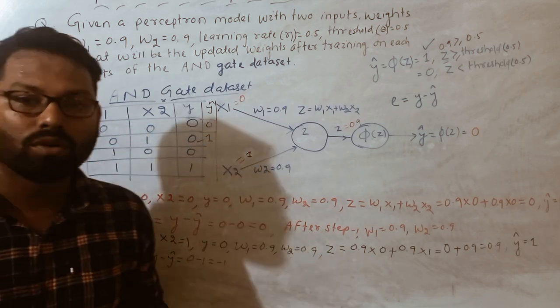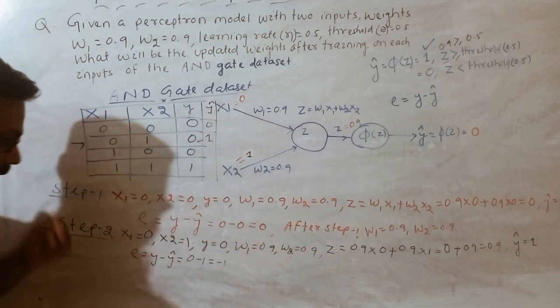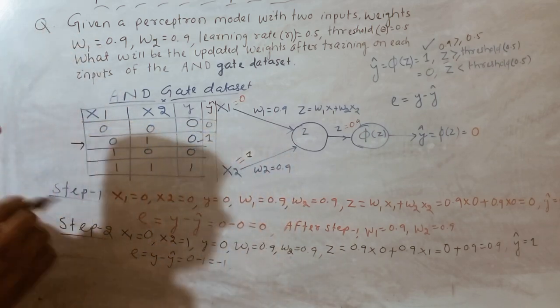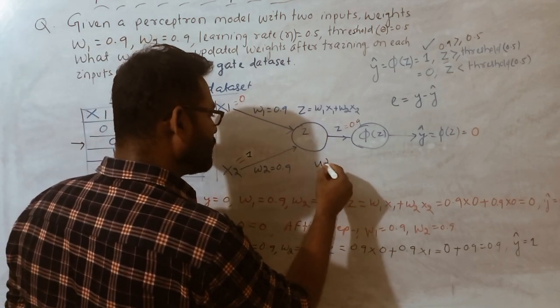So if an error is coming, then we have to update the weights. So how do we update the weights? There is a formula for the weight update. You have to write down the weight update formula: W1.